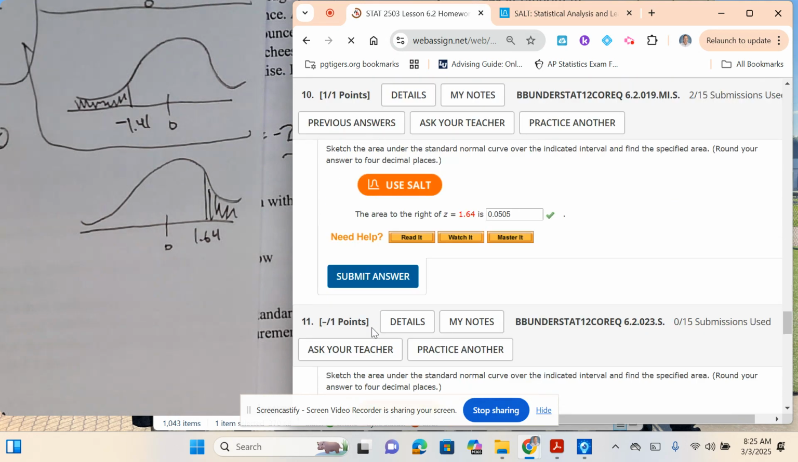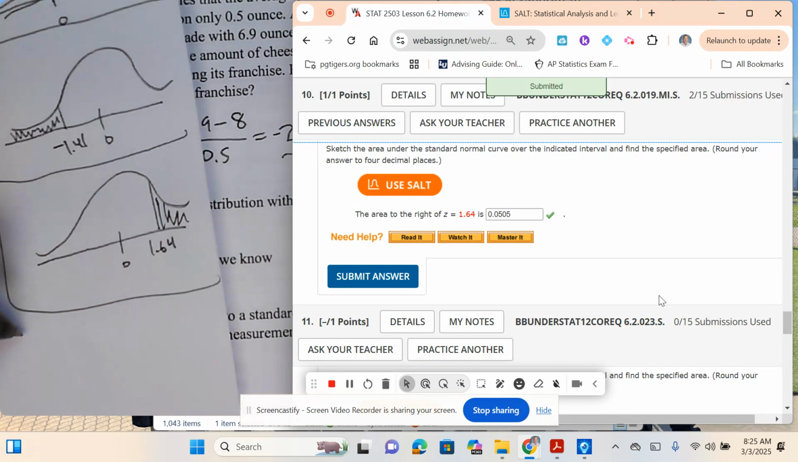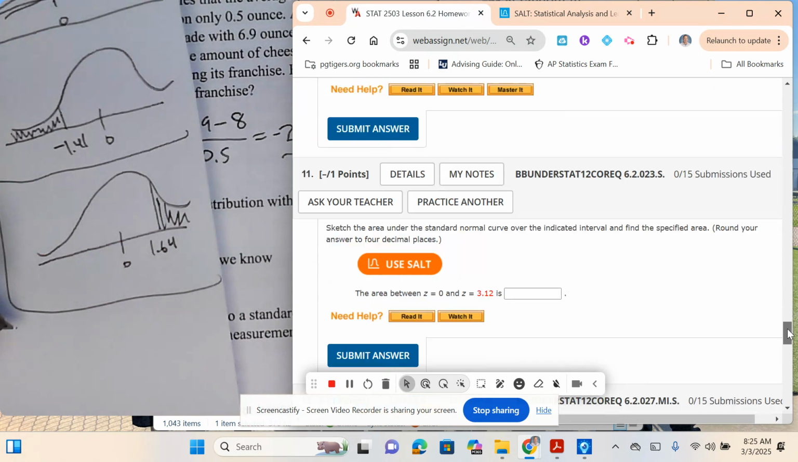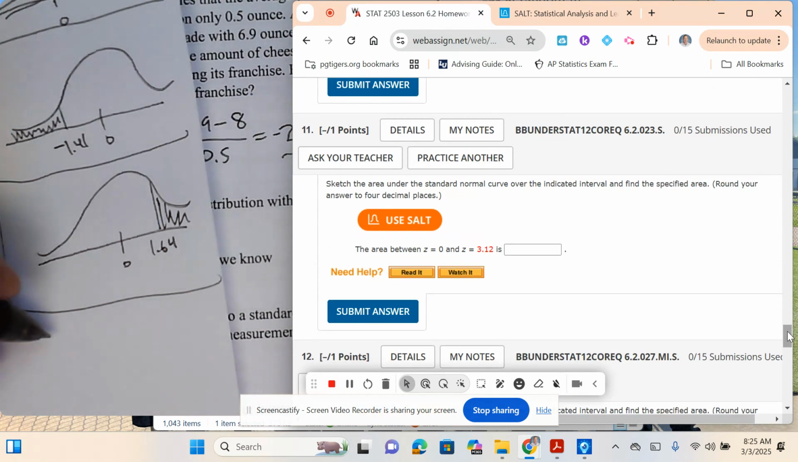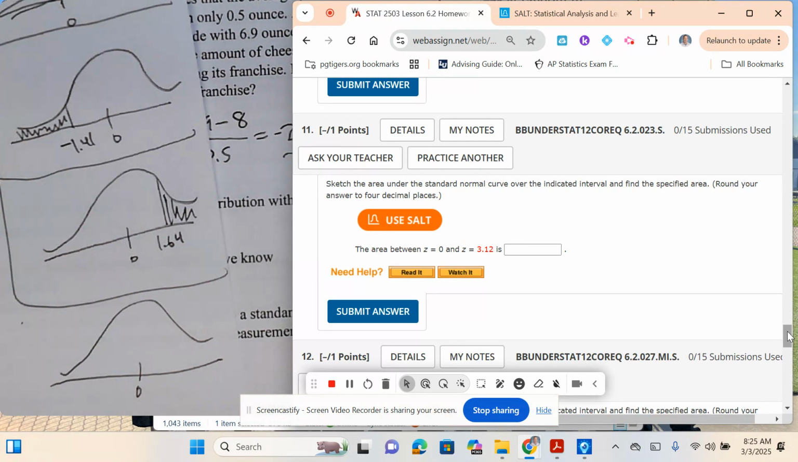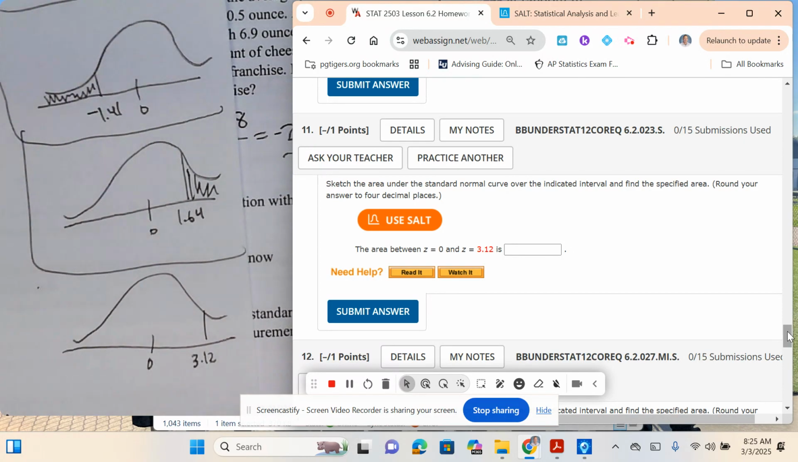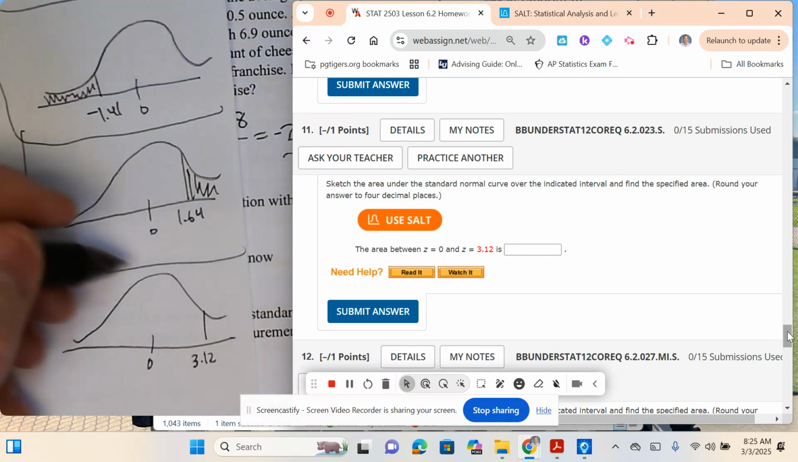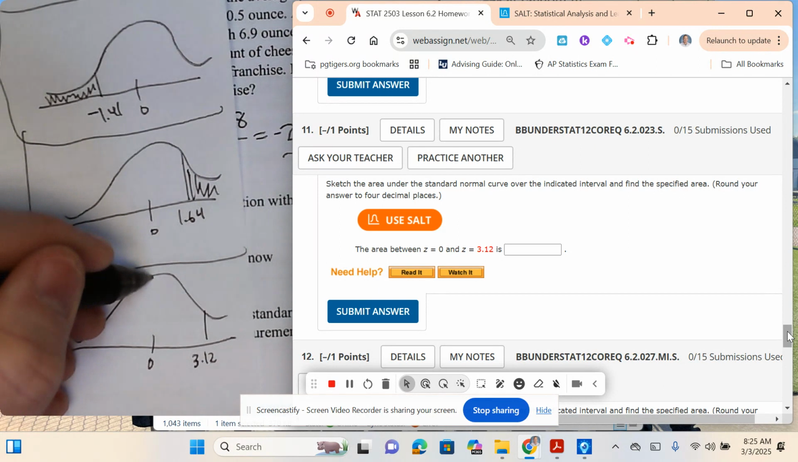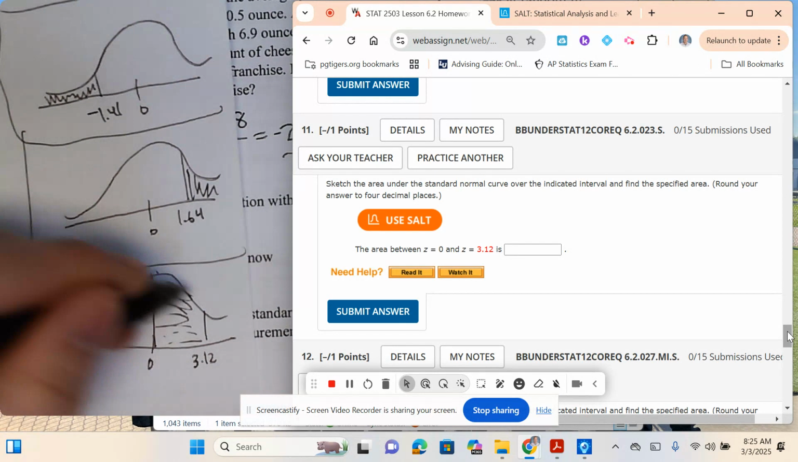All right, 11's an interesting one. 11, as I said, this is setting up for tomorrow. So this is good. We're going to get this out of the way today. The area between 0 and 3.12. So 0's in the middle. Where's 3.12? Above or below 0? Now, when I'm talking about the area between 0 and 3.12, where do you think I'm shading? Don't think too hard. Between these two. So I'm shading in between, okay?